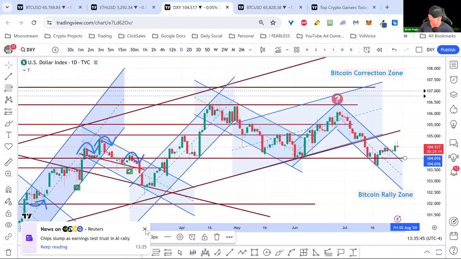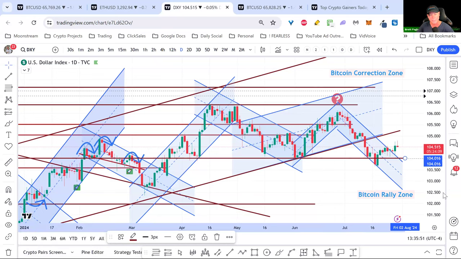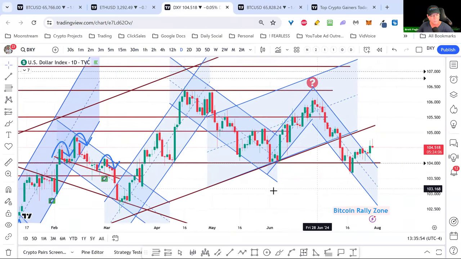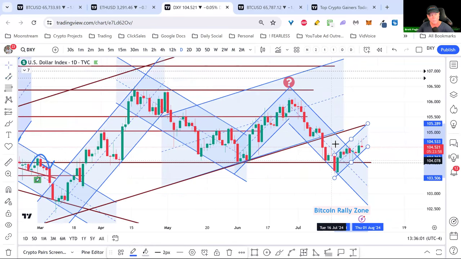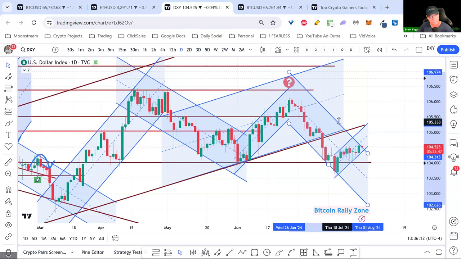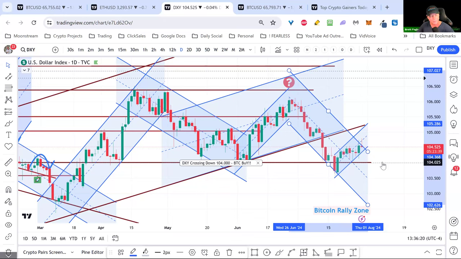We've got some earnings. See, AI chip slump is earnings test, trust and AI rally. The hot sectors, the hot narratives are just kind of quiet right now. And the other thing I don't like is that we've broken above our downtrending channel in the DXY. We need the DXY to drop for Bitcoin to rally because it's inversely correlated. It's not confirmed yet. I guess possibly we could still widen the downtrending channel because this one's a bit skinny. So we still have that potential. We'll have to see what the DXY starts to do. I already have an alert on the DXY: if we start crossing down below the 104 on the DXY, I'd be buying crypto.